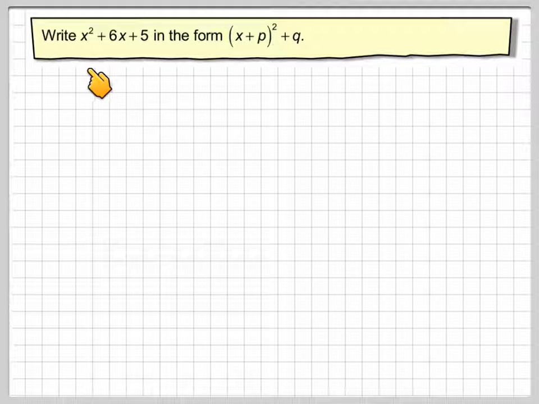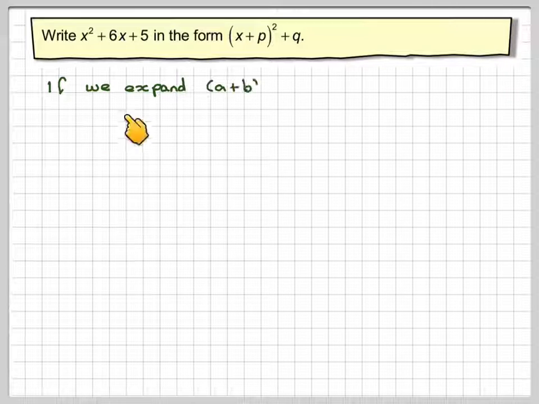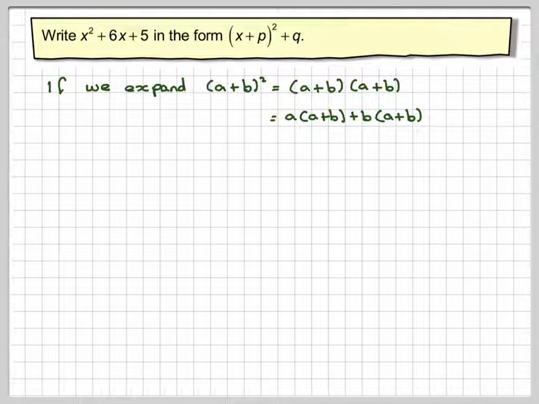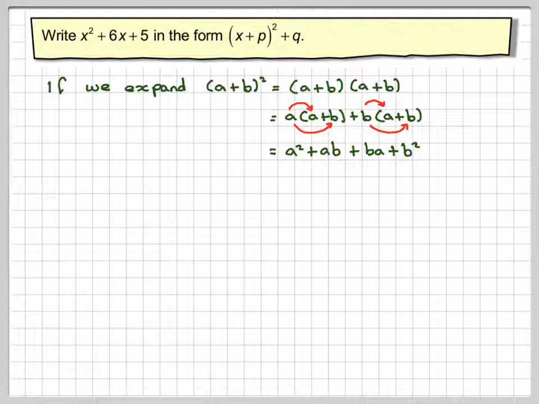In this video we're going to write x squared plus 6x plus 5 in the form x plus p squared plus q. Now if we expand a plus b squared, then a plus b times a plus b is going to be a times a plus b plus b times a plus b, and then we'll do a times a, we get a squared. A times b gives you ab, b times a gives you ba plus b squared.